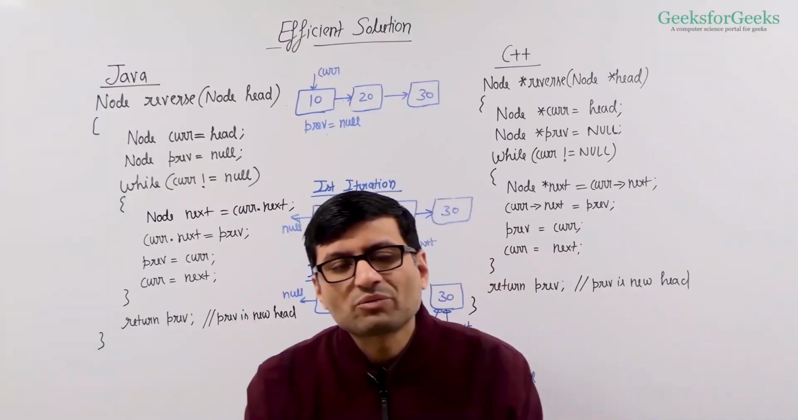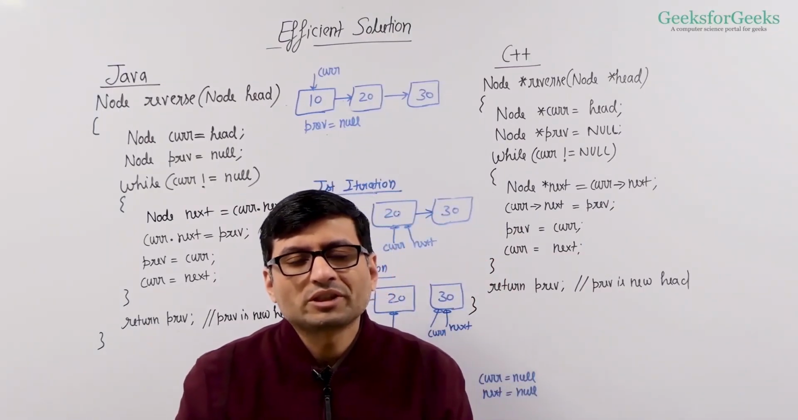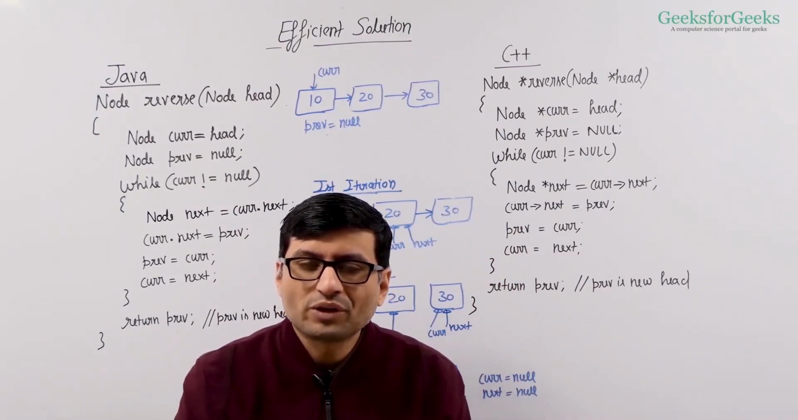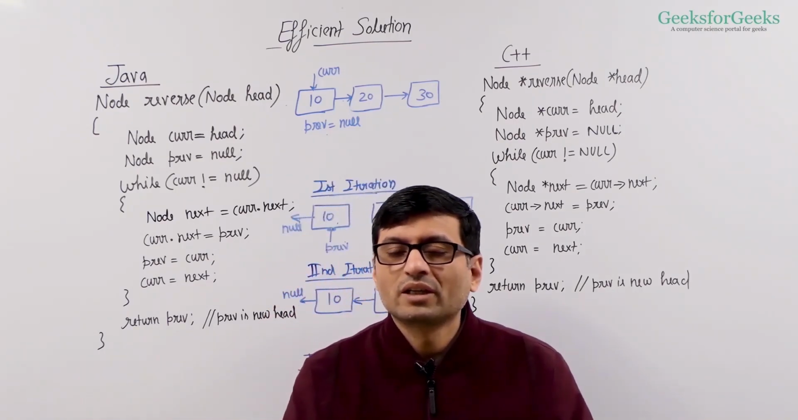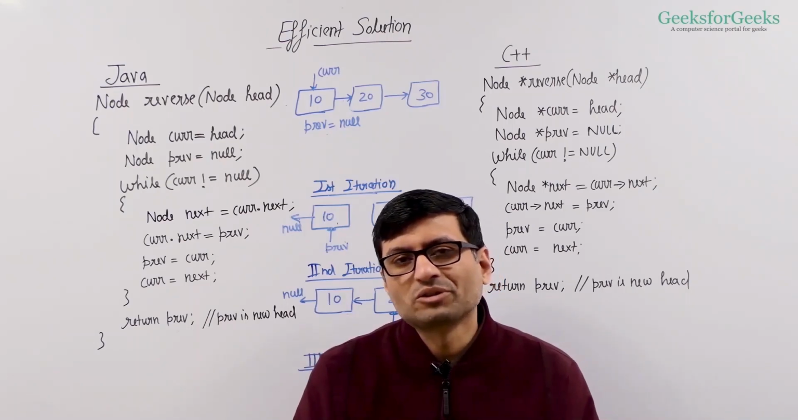Let us now talk about the time complexity of the solution. Time complexity of the solution is clearly big O of n, where n is the number of nodes in the linked list. We are traversing through all the nodes one by one, and auxiliary space required by the solution is big O of 1.